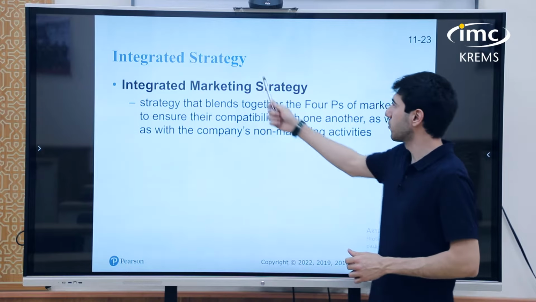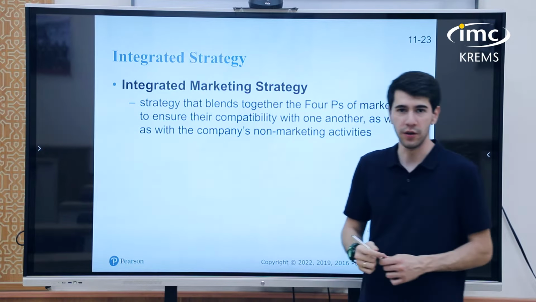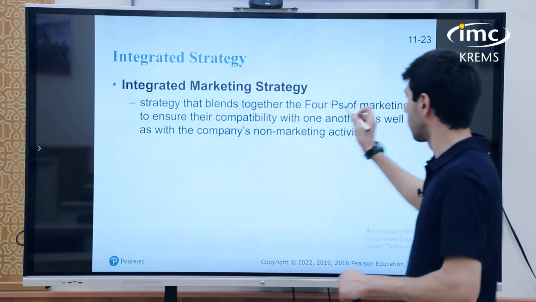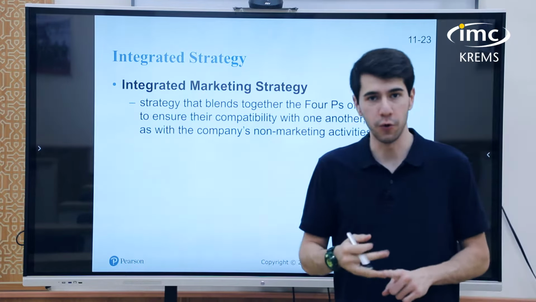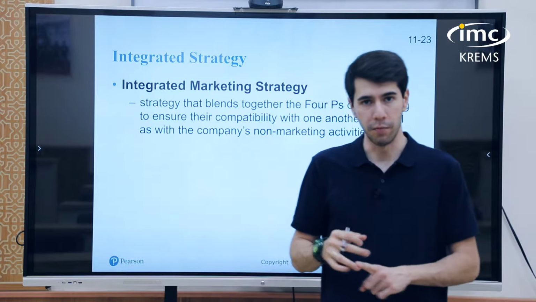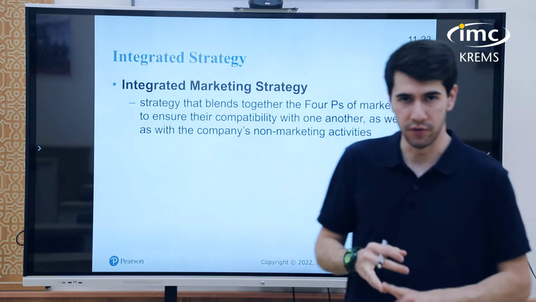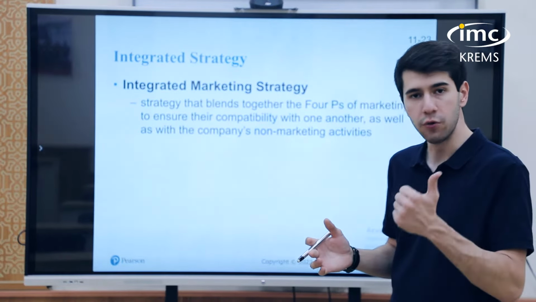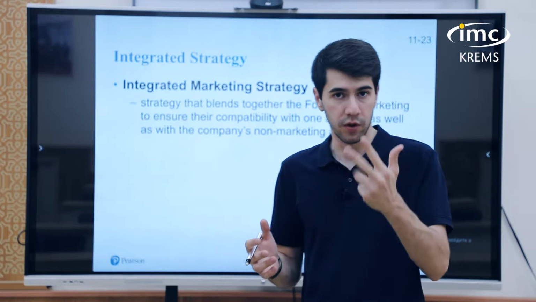So now we'll talk about integrated marketing strategy. So what is this? Integrated marketing strategy is the strategy that blends together the 4 P's to ensure and maximize the capability of the company. So how does it work? When we combine product, place, price, promotion.